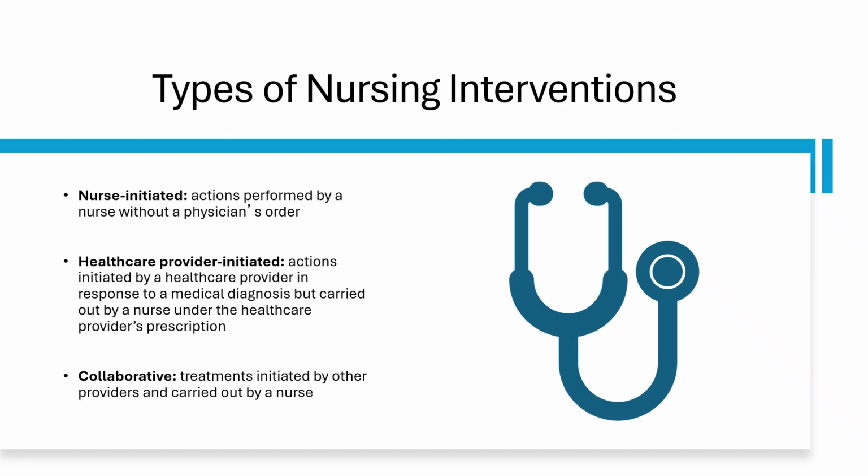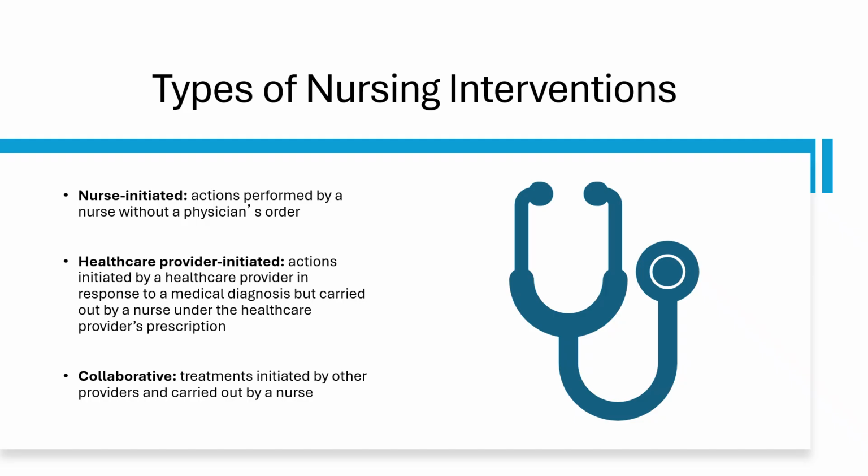The next type of intervention is healthcare provider-initiated interventions. These are dependent. These are treatments or actions that are carried out by the nurse but are ordered or prescribed by a physician or advanced practice provider. Some examples include administering prescribed medications, inserting a Foley catheter, starting IV fluids. The nurse is responsible for safely implementing these orders and monitoring the patient's response.